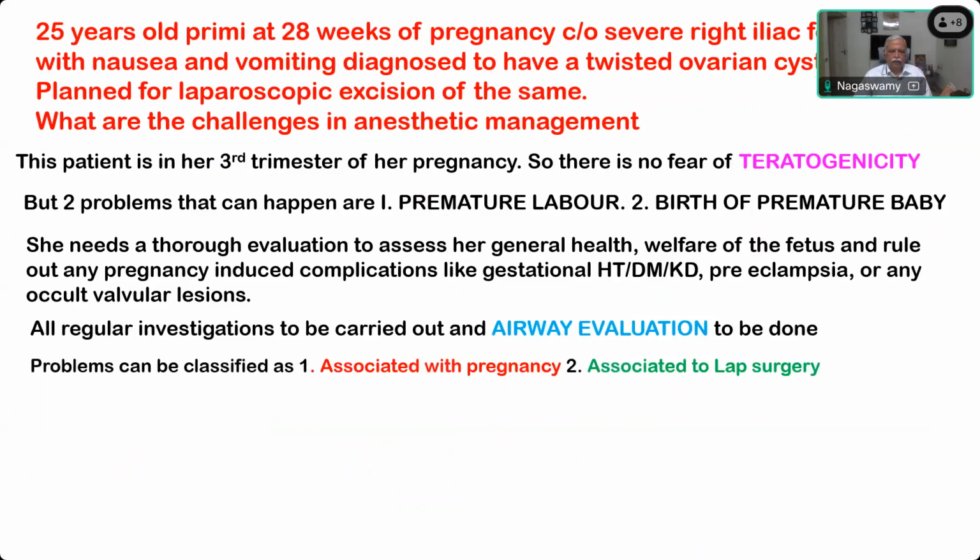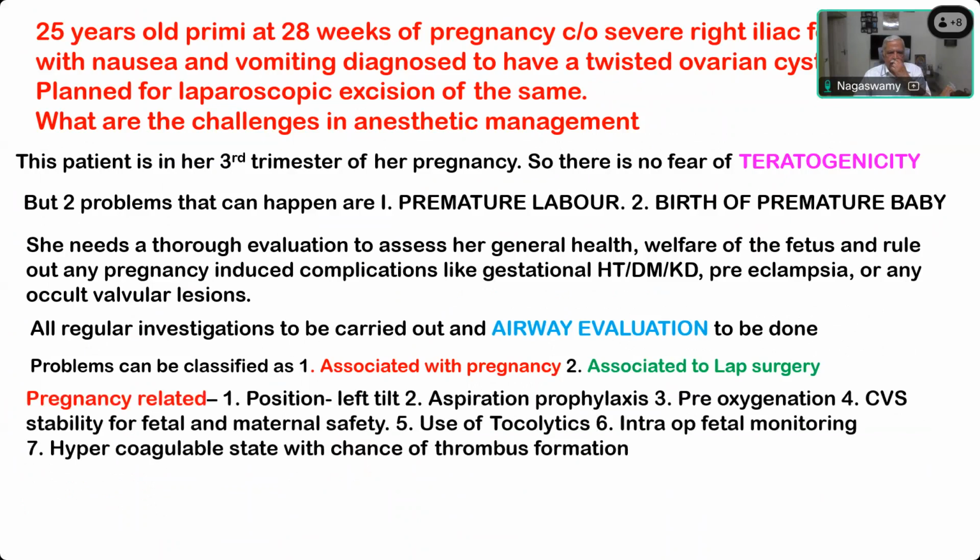Problems can be classified: one associated with pregnancy, two associated with the laparoscopic type of surgery. Problems related to pregnancy: position, you have to give a left lateral tilt; aspiration prophylaxis; pre-oxygenation because they have a low FRC; CVS stability for fetal and maternal safety; and you must use tocolytics to prevent premature labor. Intraoperative fetal monitoring should be done. And a hypercoagulable state will be there, so there are chances of thrombus formation. These are all the challenges related to pregnancy.